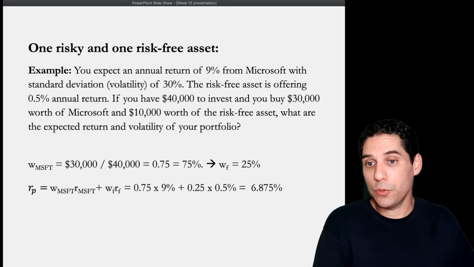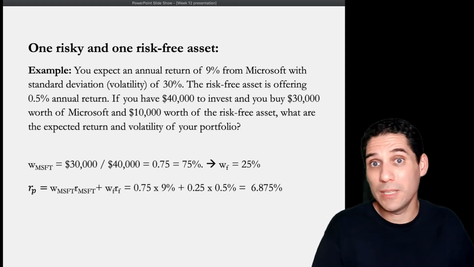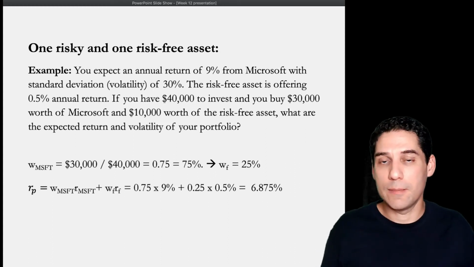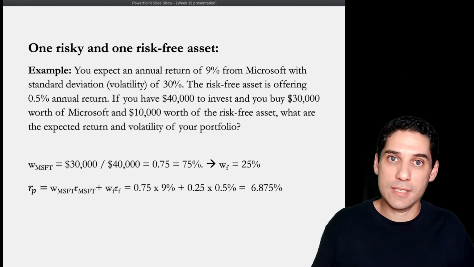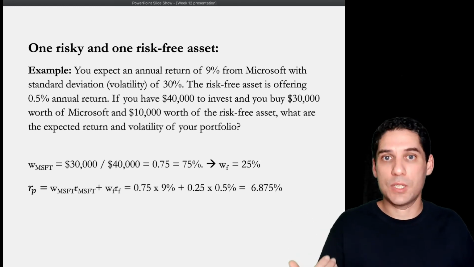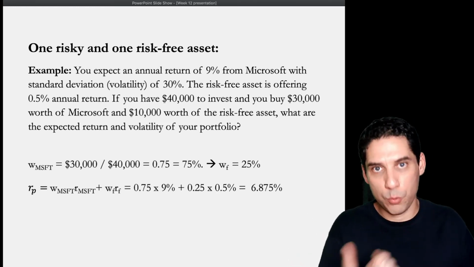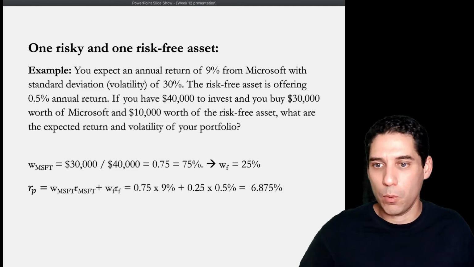Okay. But why are we doing this? We are doing this because presumably, we don't want to invest 100% in Microsoft. Maybe it's too risky for us. So we are putting some in the risk-free asset. That's reducing our expected return, but also reducing our risk. So let's see the reduction in risk component now.